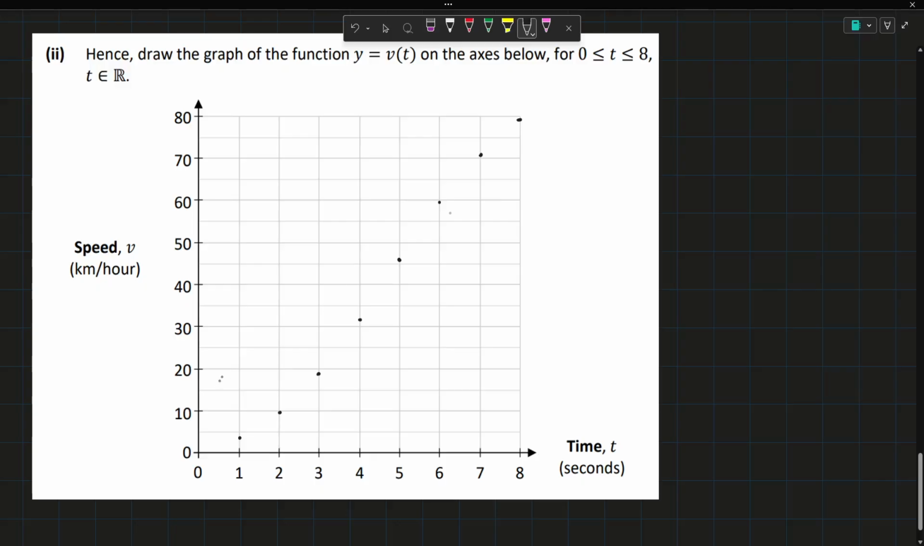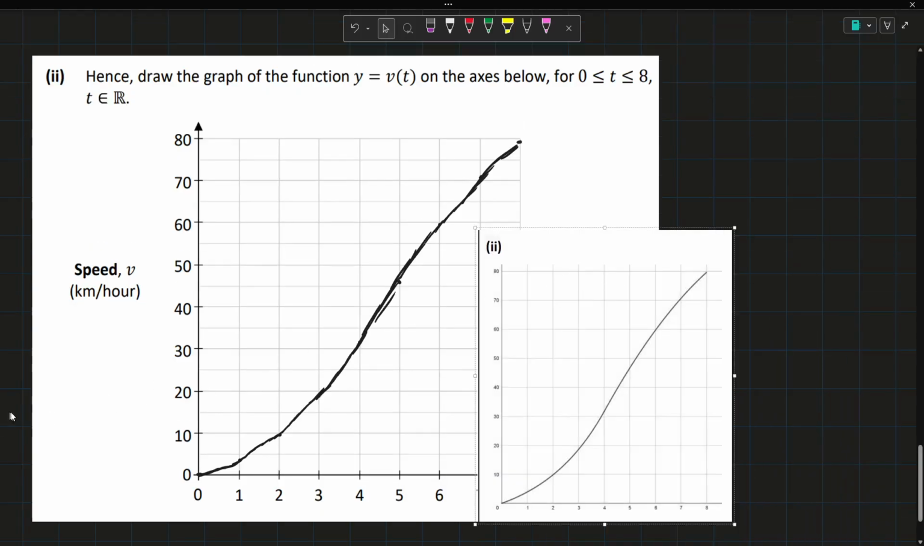And then you just want to try to connect those smoothly. I'm not going to be able to do it too well here, but you should be able to do it on paper a bit better. So again, just drawing a smooth curve to go through these. Something looking roughly like that. And that's what they had in the marking scheme, so it's pretty similar.